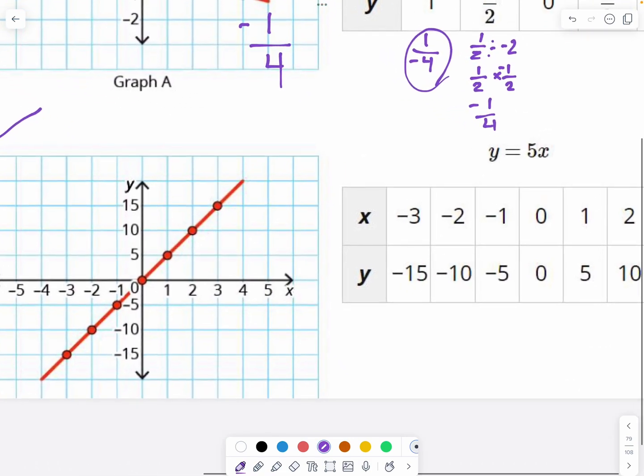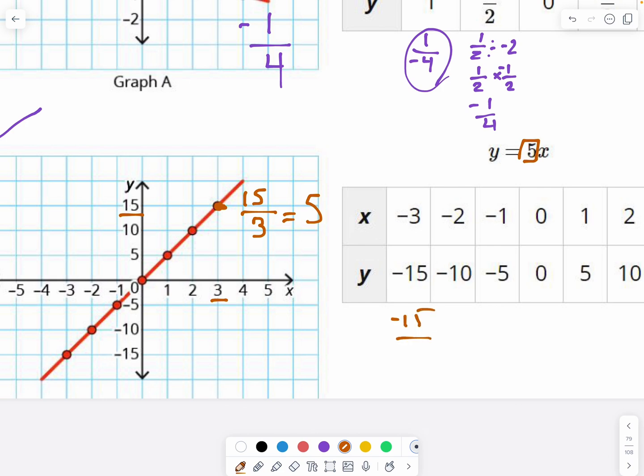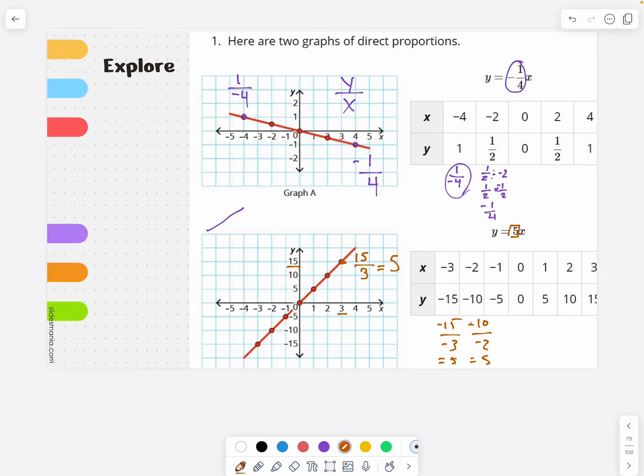In the second example down below, the constant of proportionality is that 5. And if I look at the table, I pick any point, maybe I pick this point up here, take the y value of that point, which is 15, divide by the x value of that point, which is 3, and you get 5. From the table, same thing. Take your y values, divide by your x values. And you're going to get 5 every single time.